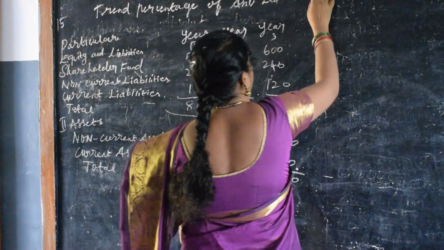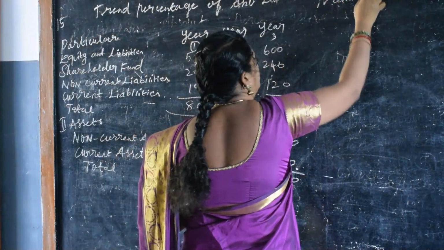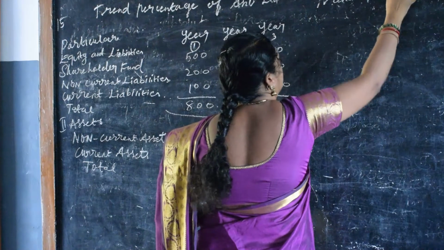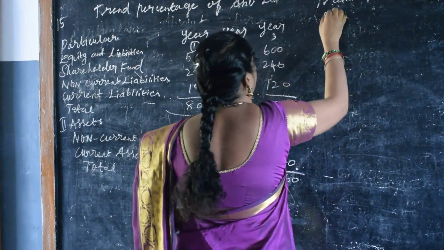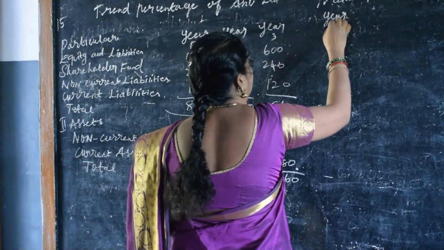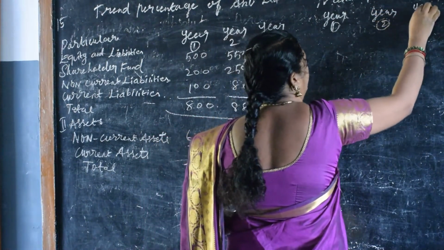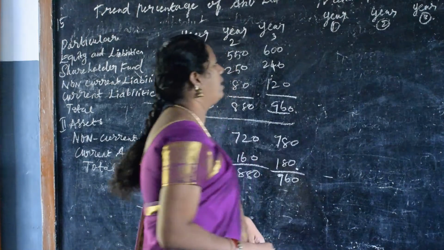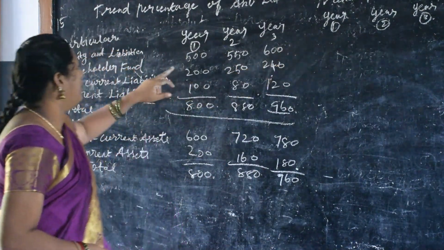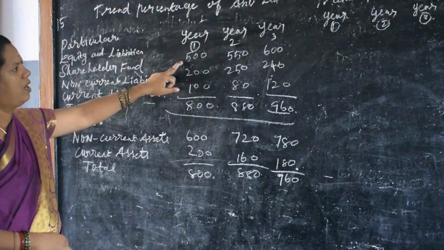Trend percentage, right, like the heading. Trend percentage, year 1, year 2 and year 3. Okay, this is that. For the year 1, this is the year 1.